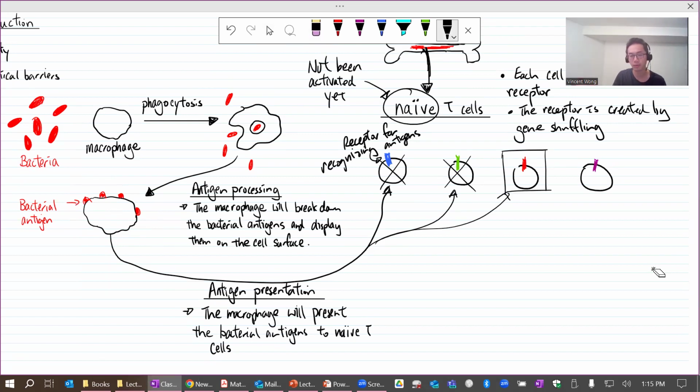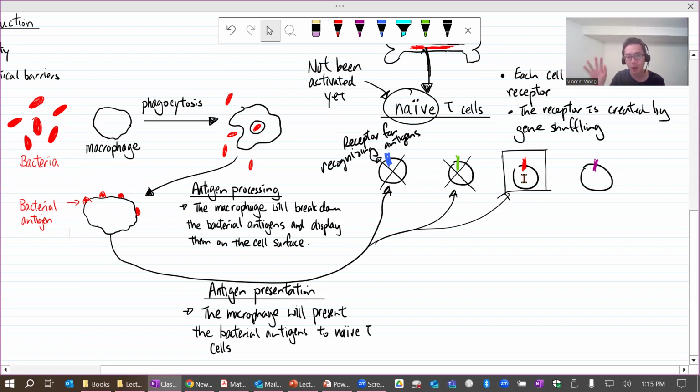So we need to find the naive T cells that have the right tools to fight these bacteria, right? The first one is not going to be useful. That one is only good for fighting blue bacteria, so to speak. And then so on and so forth, until we are able to find the right cell. That's why sometimes it takes longer for you to get better in some cases, because these naive T cells are randomly generated.